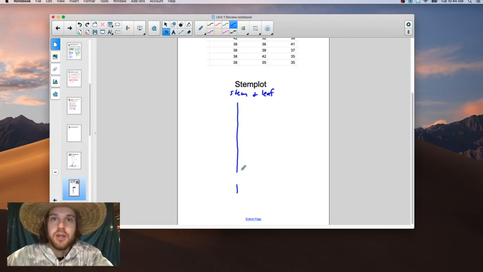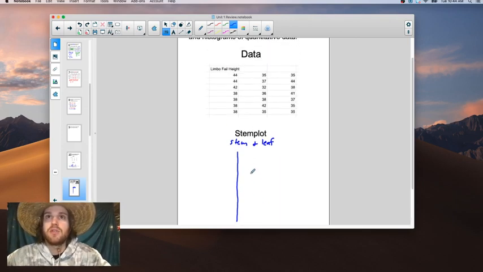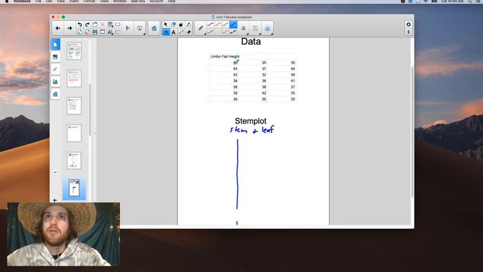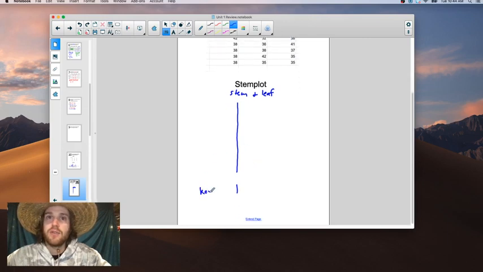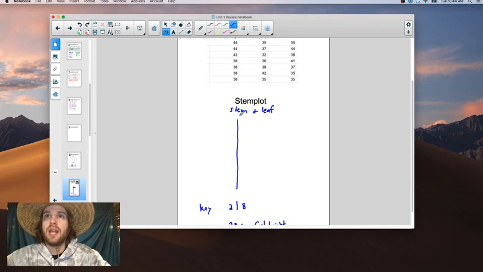All right. So basically, with the stem and the leaf here, we did the dot plot now. Stem and leaf is a little bit different. Notice that for stem and leaf here, we have 3s and 4s in the tens place. So the key, if this is my key for the stem and the leaf plot, let's say 2 and then 8 would represent a 28-inch fail height for the limbo. Okay, 28-inch fail height. So coming up here, we are probably going to have to segment this out.